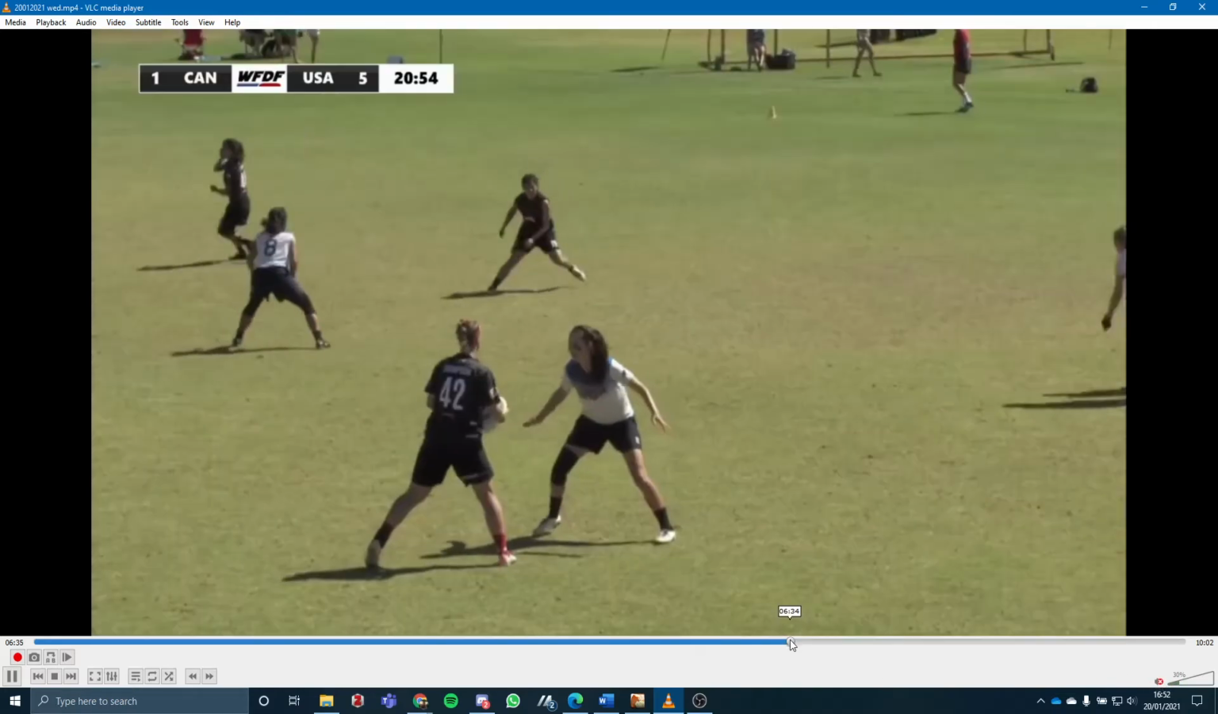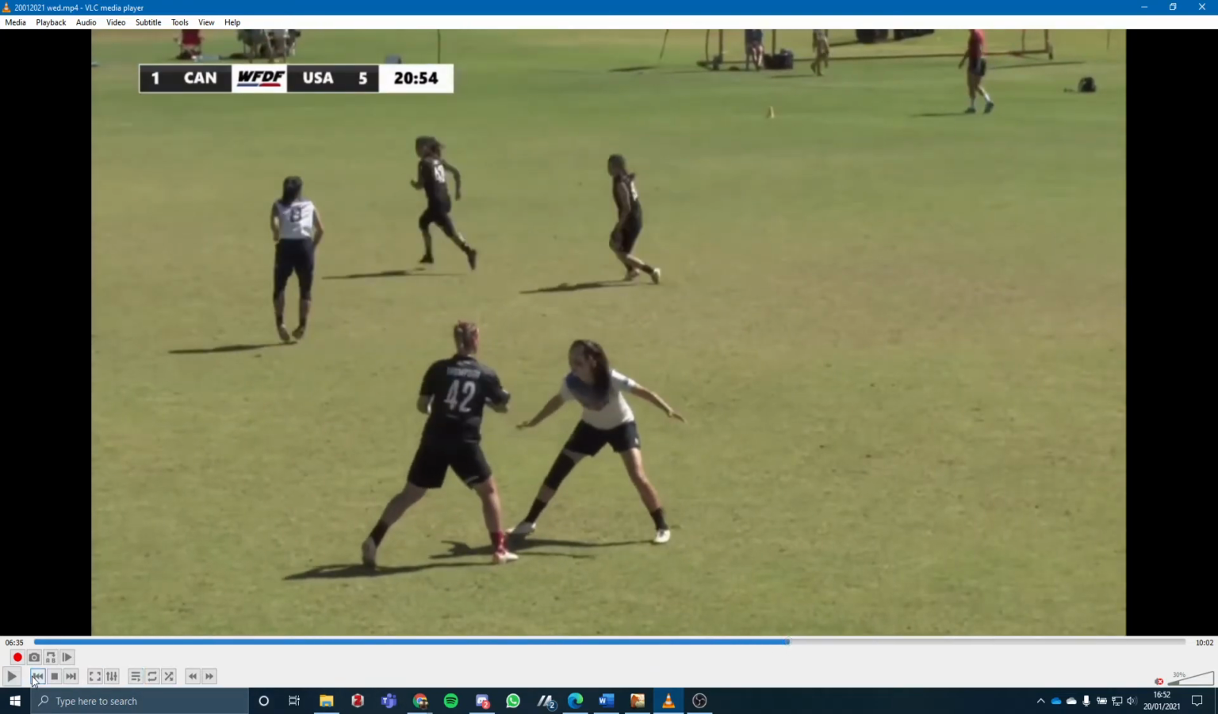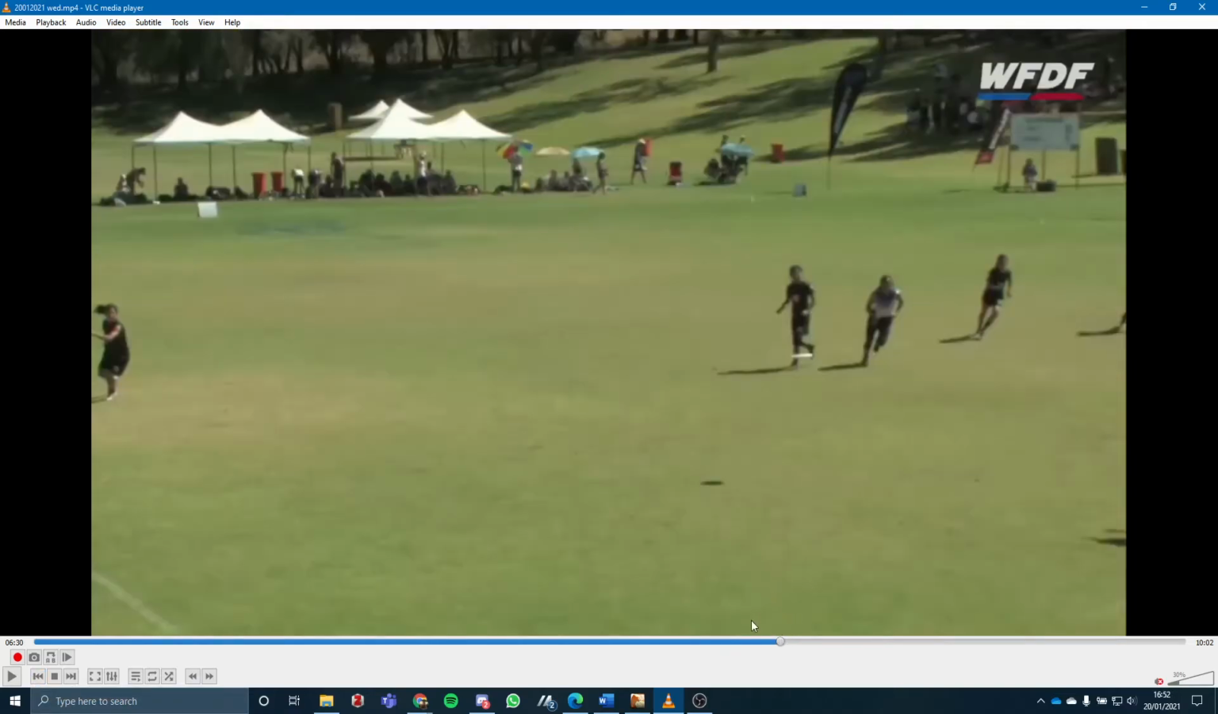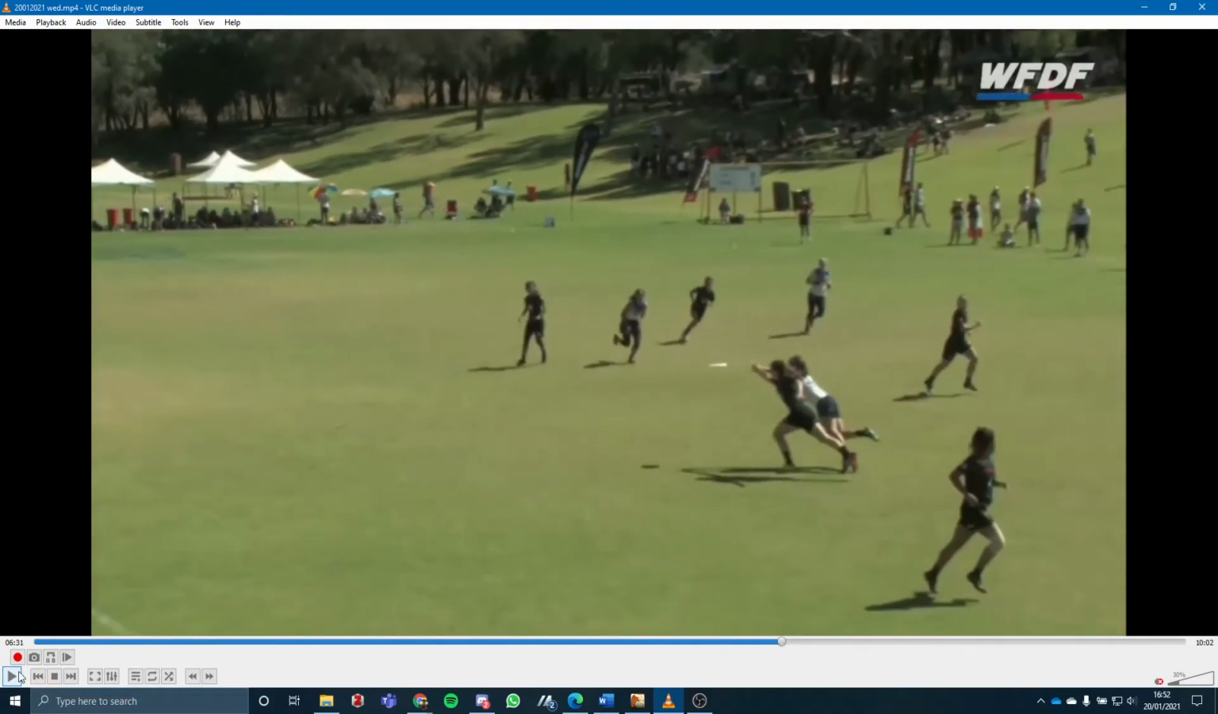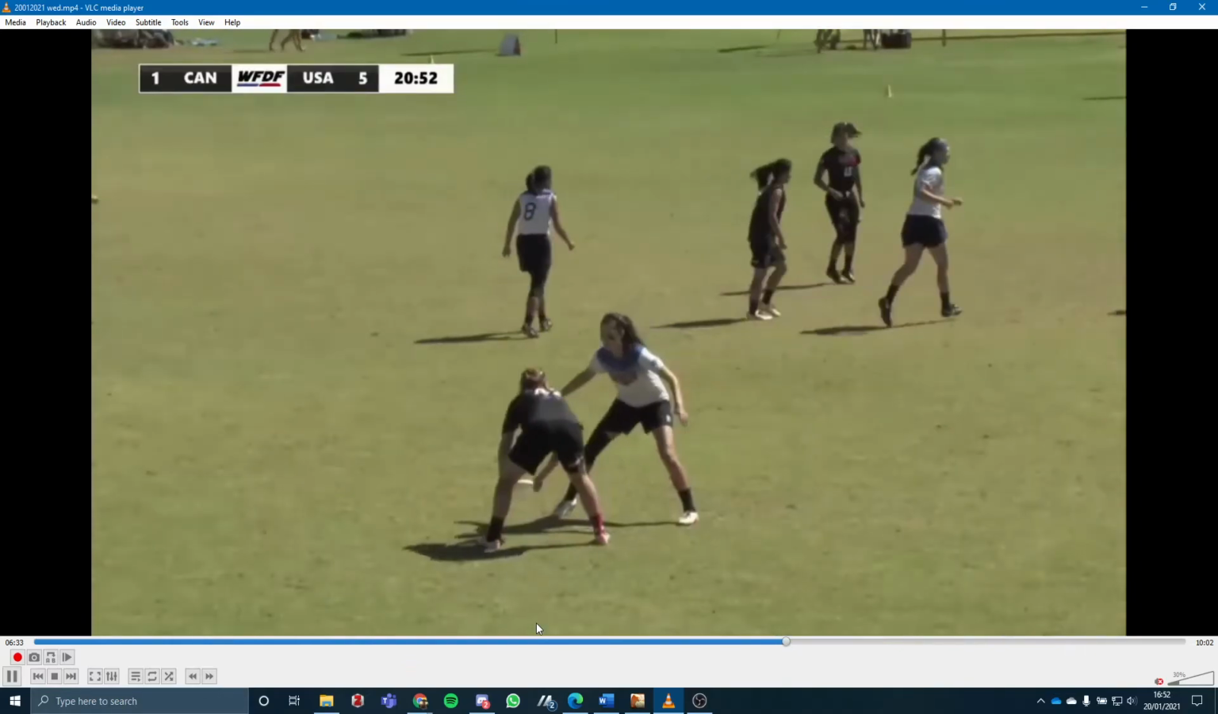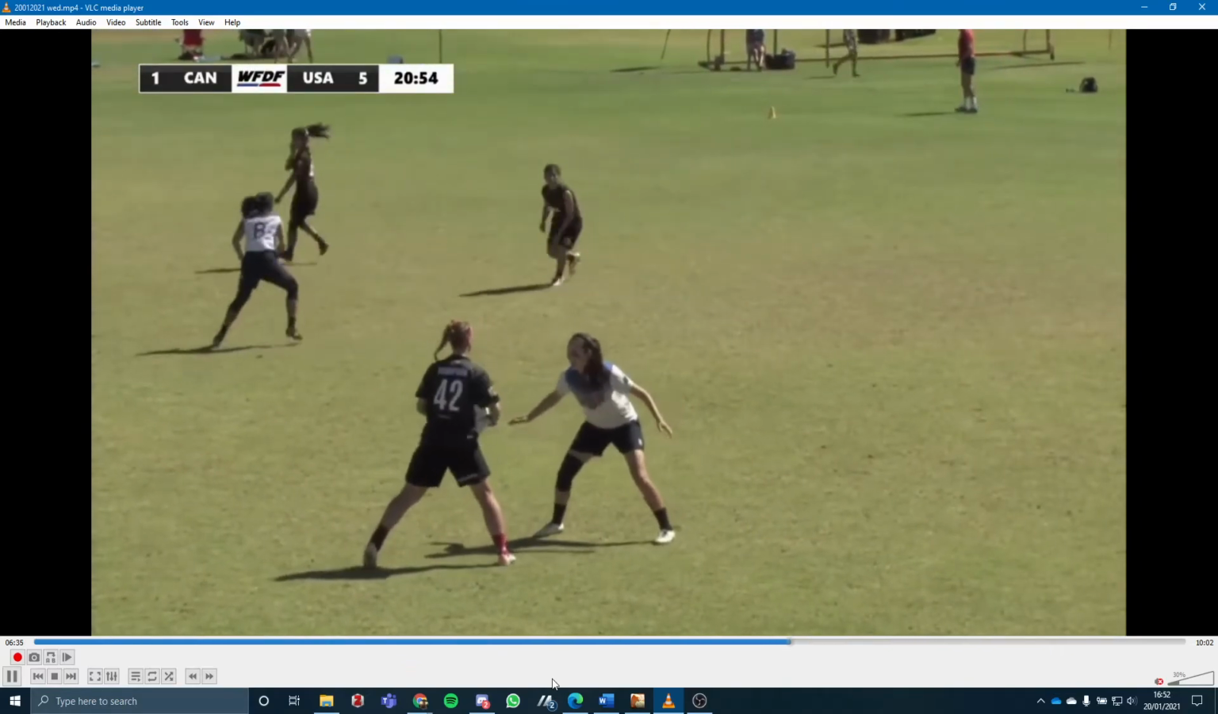So yeah, if we look here, the foul is retracted. The American player who made the foul call said, well, actually, I don't think it was a foul, or we both contacted each other, and therefore it's just a turnover. And so Canada get the disc back. Well, they pick up the disc. So that's what happens next. Nice.